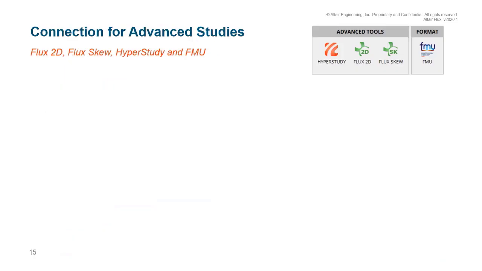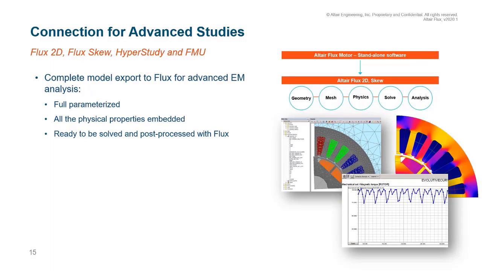As we have seen in the introduction part, once you are finished with the first stage, which is the concept design, you want to move to the second stage, which is the detailed design. So Flux Motor allows a connection for advanced studies, which include Flux, which is our full-fledged electromagnetic FEA tool. In Flux, you can do all types of advanced electromagnetic analysis, which is not possible in Flux Motor, such as eccentricity analysis, demagnetization, short circuit, and computing electromagnetic forces and exporting them to other mechanical tools.